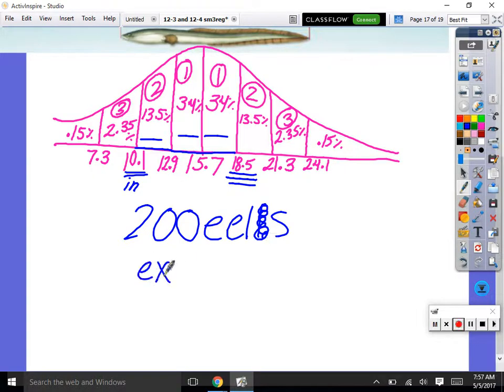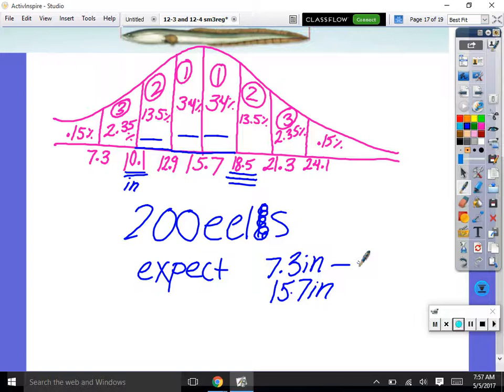How many can you expect to be in length? 7.3 inches long to, let's go with 15.7 inches long. So out of 200 eels, if this is our normal distribution, how many can we expect to be between that many inches long and that many inches long? So you'd add up that one, and that one, right? And then you would take that percent. What is that percent?